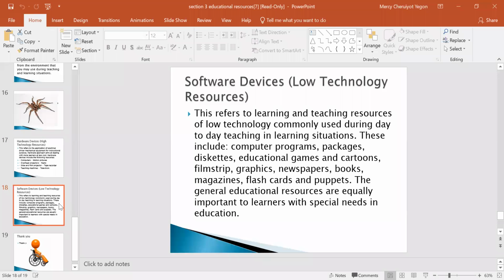Software devices. I want us to differentiate between the hardware and the software. The hardware is the gadget itself, while the software is what is contained in those gadgets. So they include computer programs, educational games and cartoons, flashcards, and puppets.